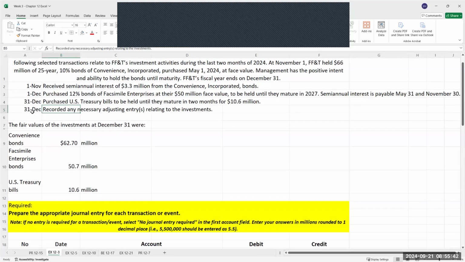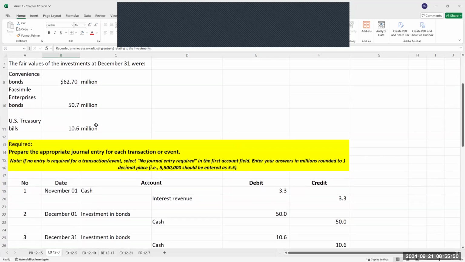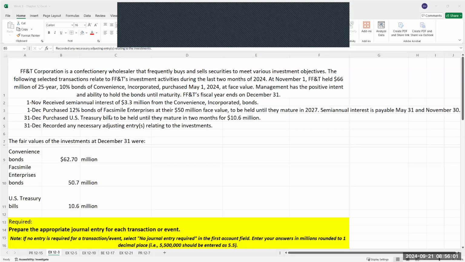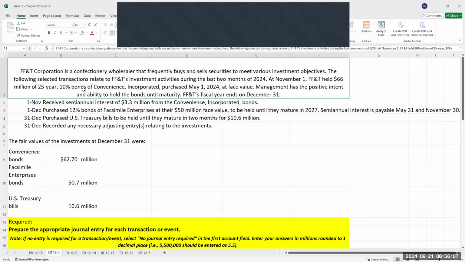So now on December 31st, it's asking us to record any necessary adjusting entries relating to the investments. All right. So we need to keep in mind there's some interest that's going to be paid or earned, right? So in this case, let's think about the convenience bond. Here, let's just know we have 66 million of 25-year 10% bonds, right? We purchased them May 1st, 2024. So we need to determine, okay, what is the interest that we are expecting to receive on the convenience bond?